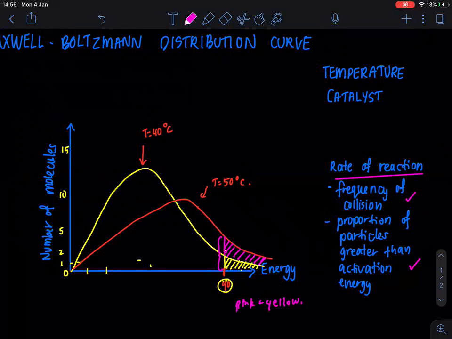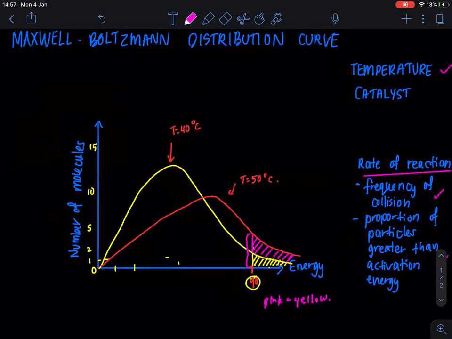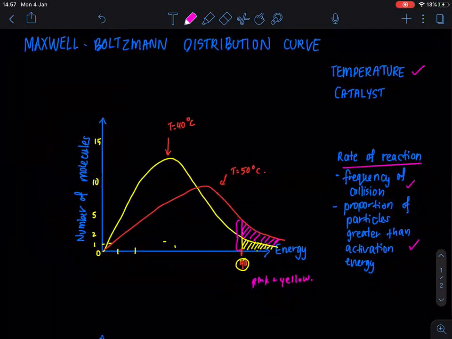So we have these two recipes for rate of reaction, and for temperature, it matches these two recipes over here. So frequency of collision increases, and the proportion of particles greater than activation energy is higher. So therefore, if you have a higher temperature, generally we are going to have more successful collision. That will increase the rate of reaction. Okay, that is going to be related to temperature. So how do we apply this? When it comes to catalyst then.